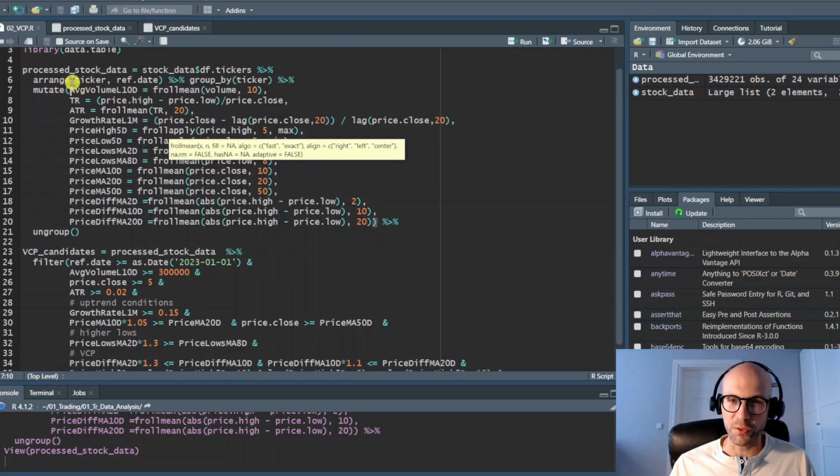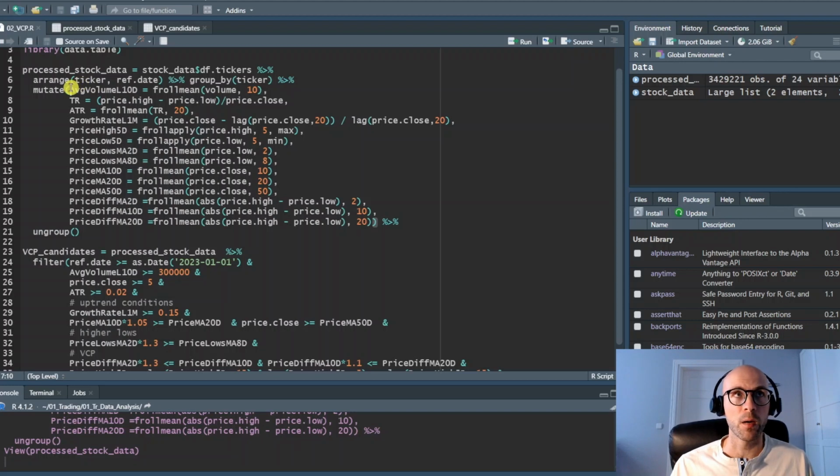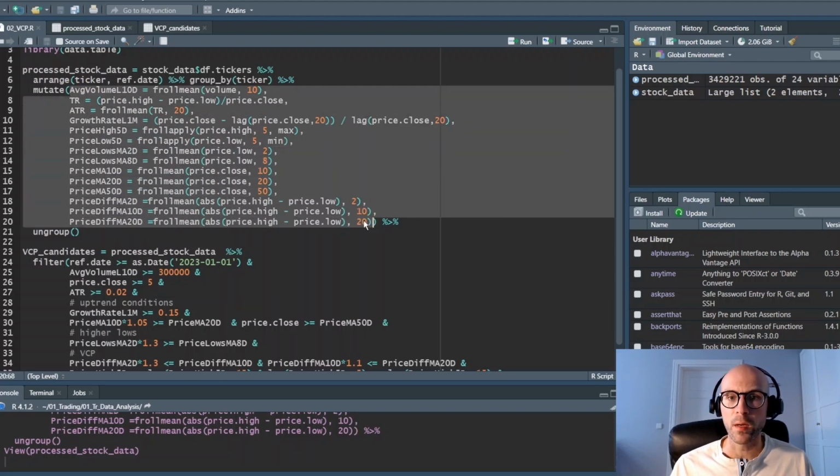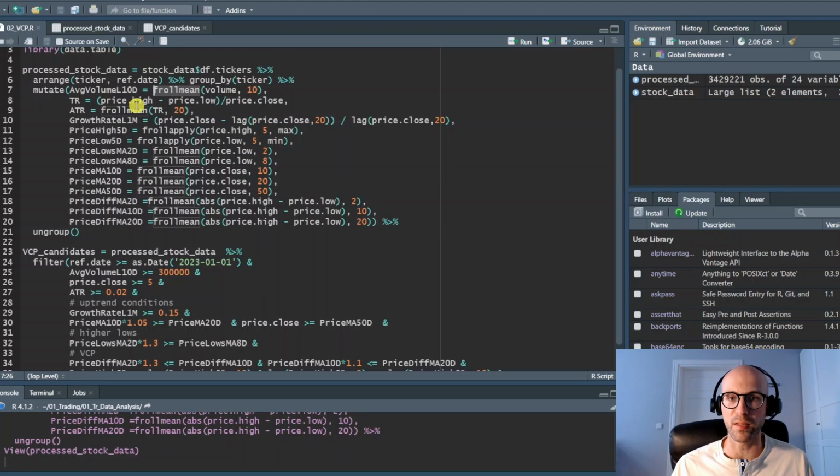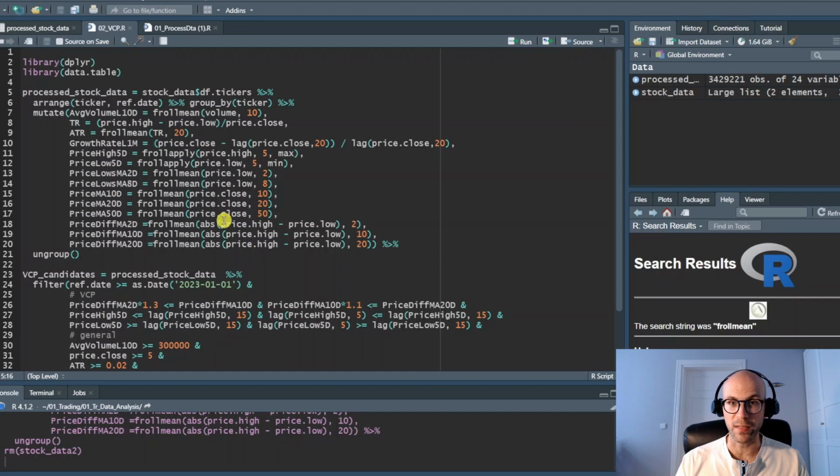Mutate function is used to create a series of new columns. I will not be covering it in depth since similar computations have been explained in my first video. But to give you a perspective, the rollmean function is really critical. We use it, for instance, to compute the average trading volume across the last 10 days, or moving average of difference between high and low prices for last 2 days, 10 days, and 20 days, which is effectively a measure of trading range. Let's run it to create an updated daily price data frame with new columns.